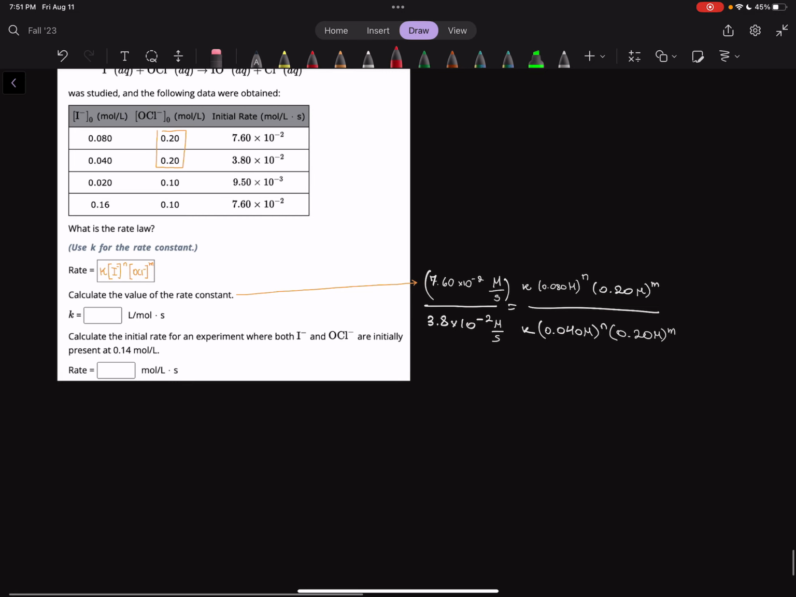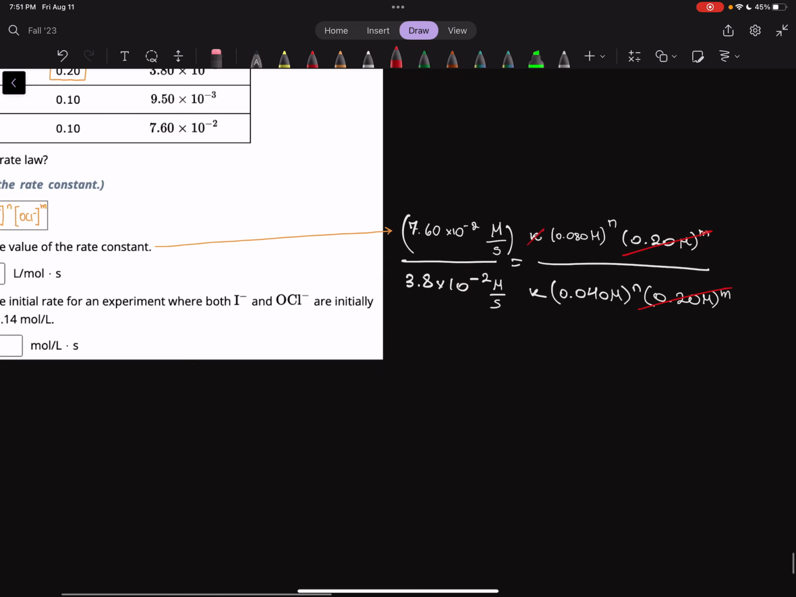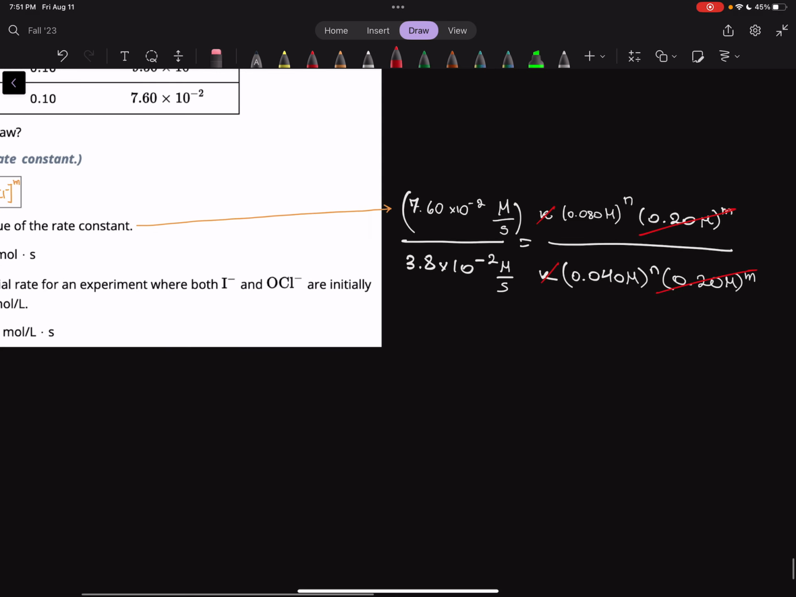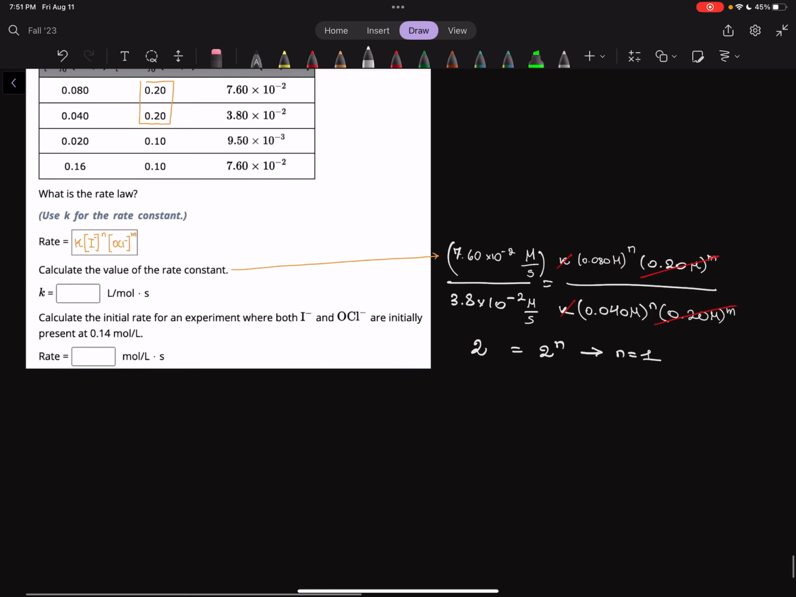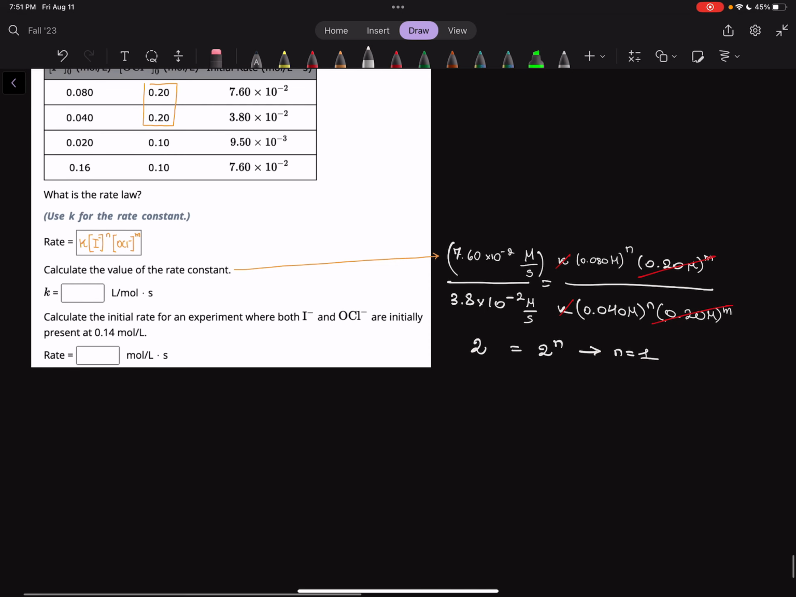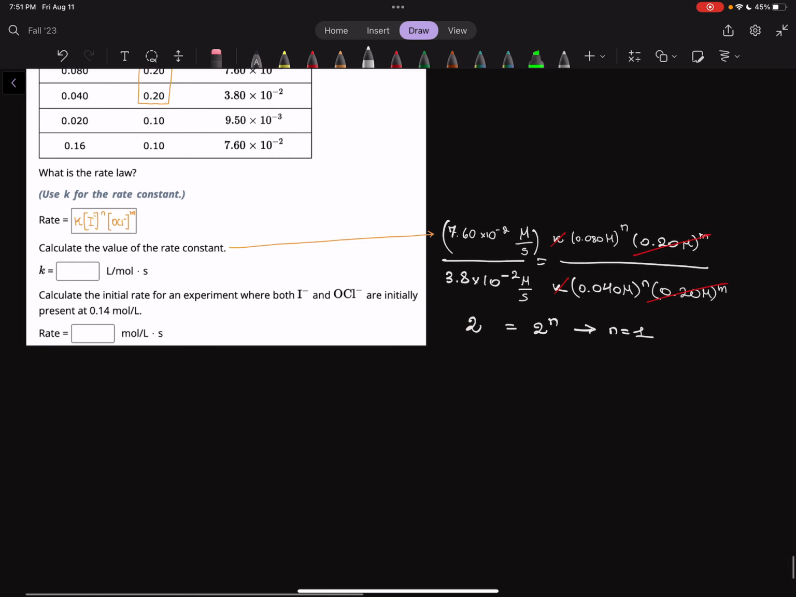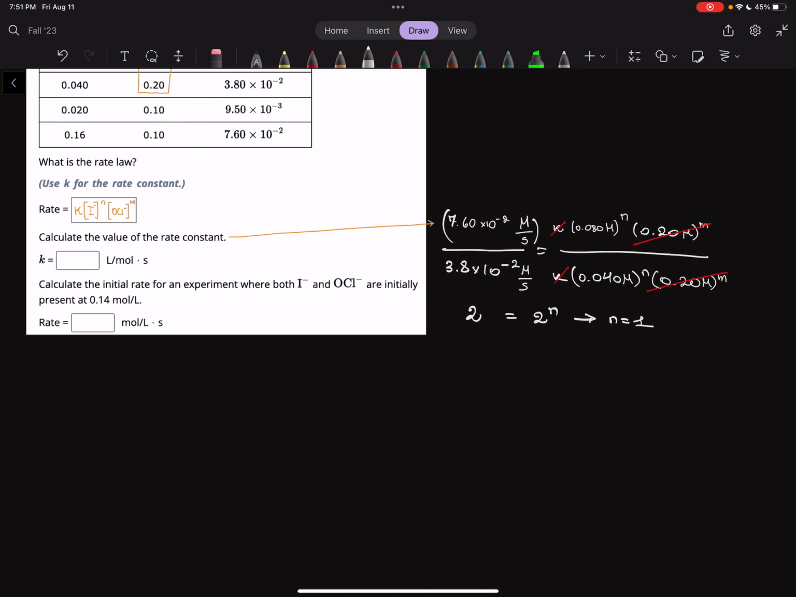So actually the k is going to cancel out. And 7.6 divided by 3.8, that's going to be 2, is equal to 2 to the n, so n is equal to 1. Once we have n is equal to 1, now all bets are off because, well, maybe not. Let's see.